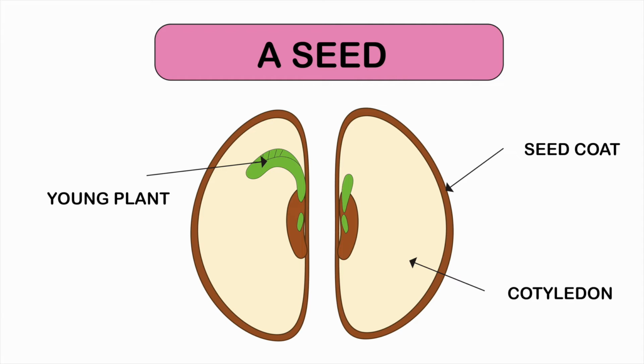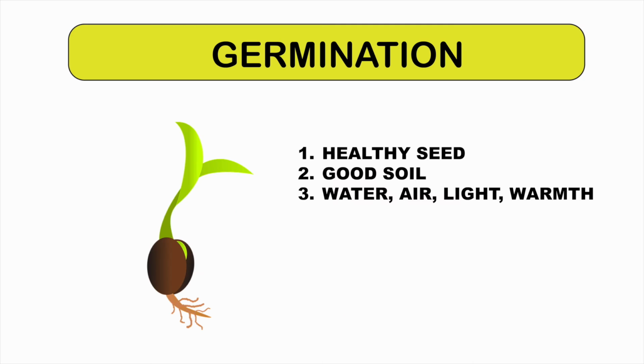Some seeds are monocotyledonous, that means they have only one cotyledon. Some seeds are dicotyledonous, they have two cotyledons. What are the conditions necessary for a seed to germinate? A seed should be healthy, first of all. Secondly, the soil should be right. And thirdly, the seed should get the right amount of water, sunlight, warmth, and air.